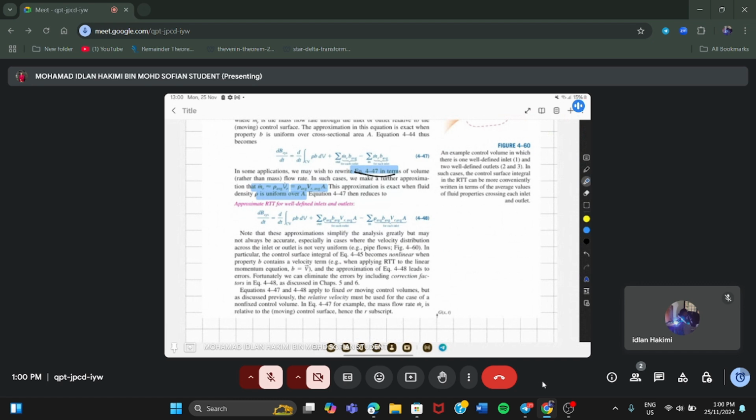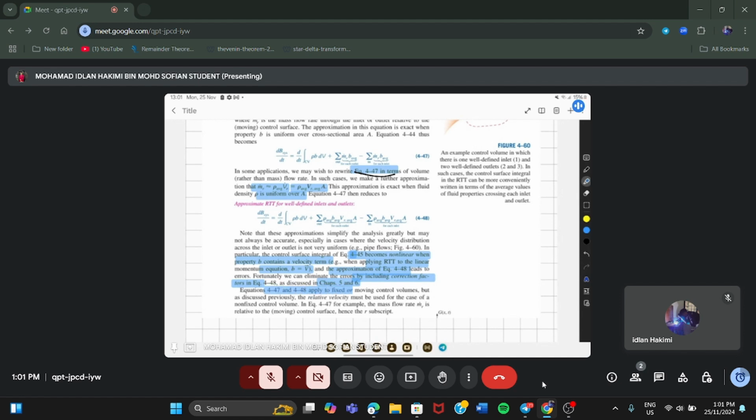And then we approximate the RTT for well-defined inlets and outlets: dB system over dt equals d over dt of the integral over the control volume of rho b dV, plus the sum of rho average b average V R average A at the outlets, minus the sum of rho average b average V average A at the inlets. The approximation becomes nominal when the property B contains a velocity. When applying RTT to the momentum equation, where B equals vector V, the approximation of equation 4.47 leads to error. Actually, we can limit the error by including the correction factor, which we discuss in chapter 5 and chapter 6.